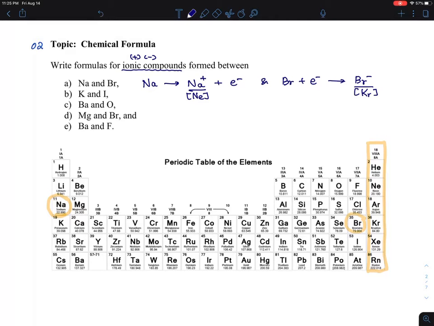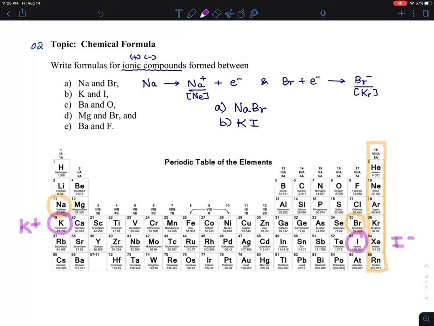So they are the species that prefer to form, and it will be a one-to-one correspondence. Therefore, the answer for A will be sodium bromide, a 1-and-1 answer. If you look at potassium, which is shown up here, it becomes potassium plus, and the iodine, shown up here, becomes iodine minus. So I guess answer B is potassium iodide.